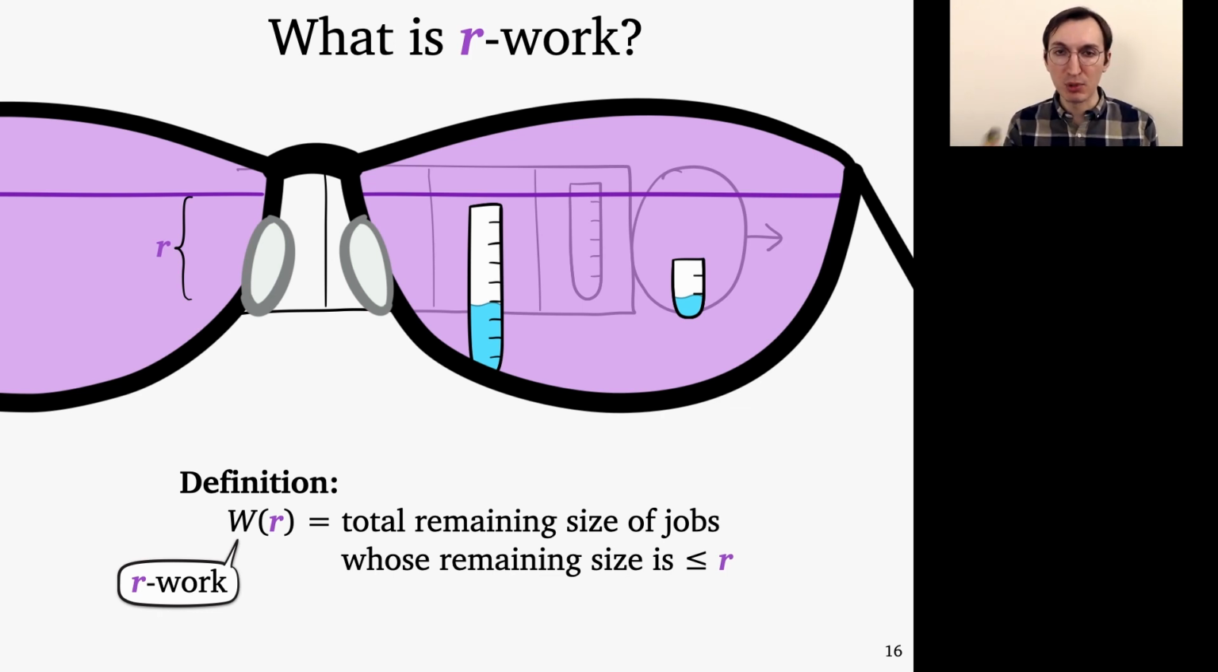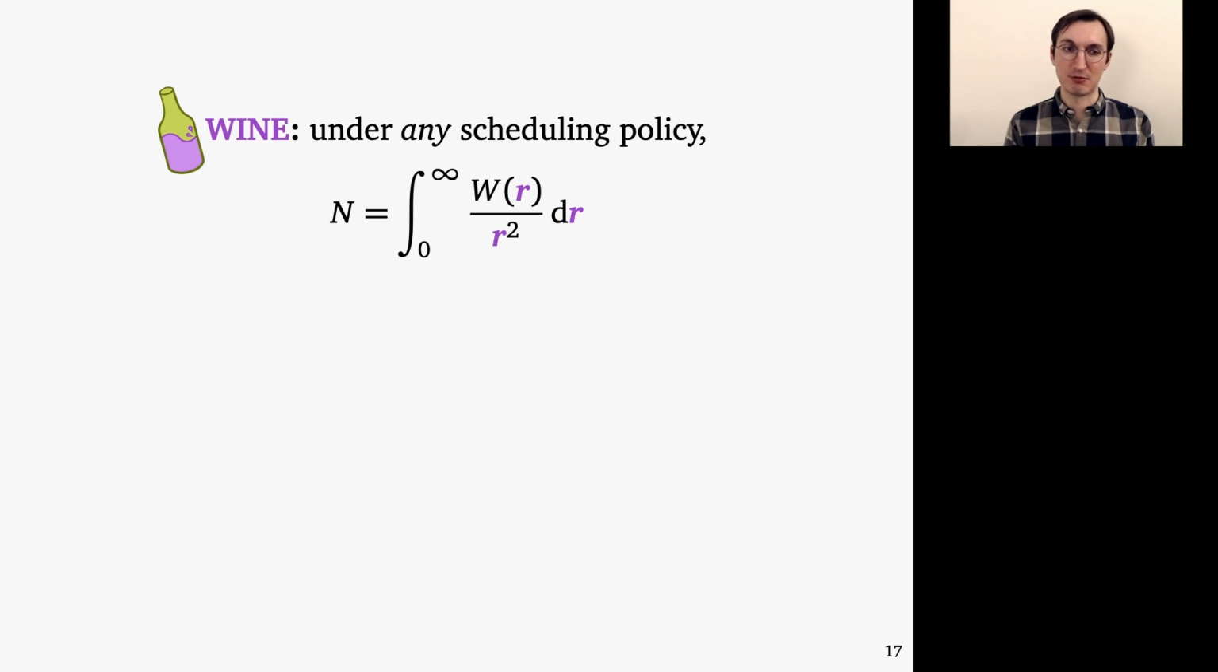And so the importance of R work is that WINE tells us how to get the number of jobs from an R work integral, because remember, WINE stands for Work Integral Number Equality. And so WINE says that under any scheduling policy, we get number of jobs from this R work integral. And so what we did is we basically bounded SCALE's R work in terms of SRPT's R work.